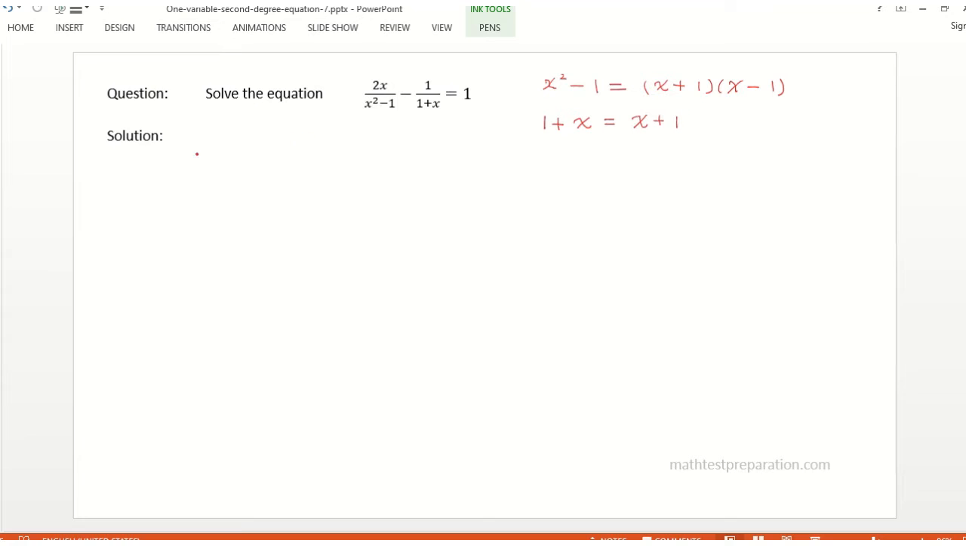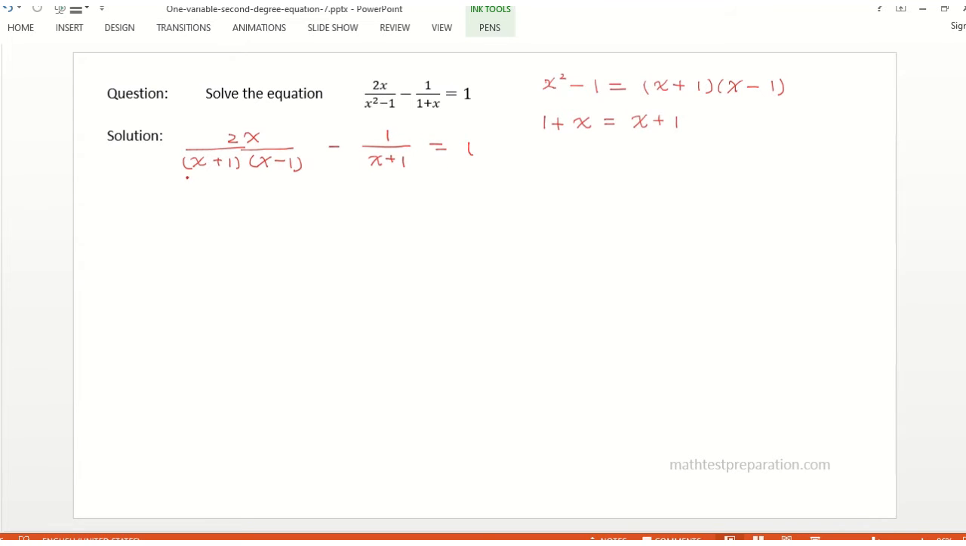So the given equation becomes x plus 1 multiply x subtract 1. The numerator is 2x. Second term is x plus 1, numerator is 1, equals to 1.